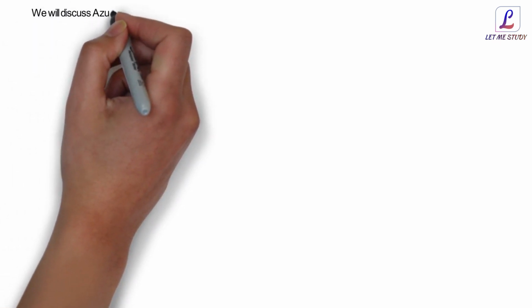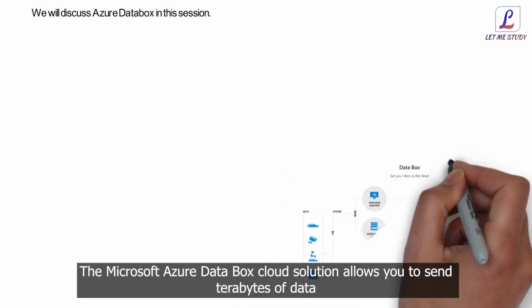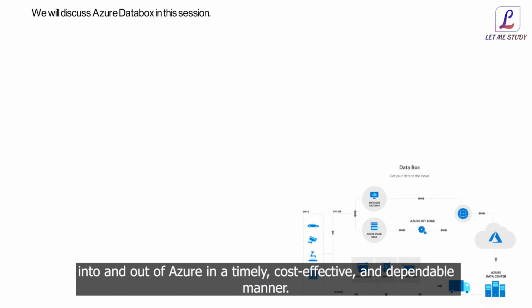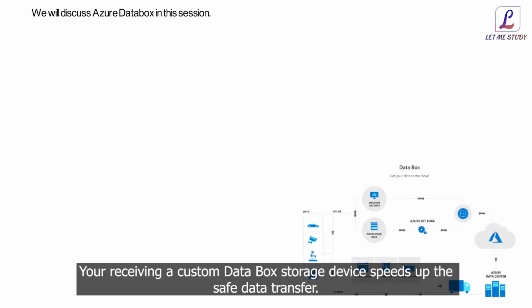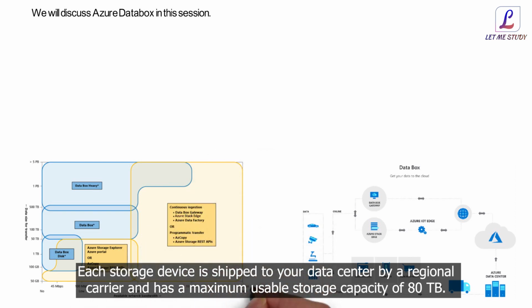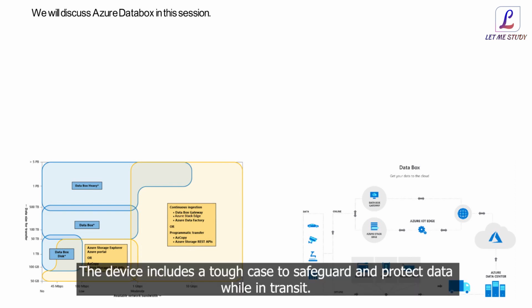We'll discuss Azure Data Box in this session. The Microsoft Azure Data Box cloud solution allows you to send terabytes of data into and out of Azure in a timely, cost-effective, and dependable manner. Receiving a custom Data Box storage device speeds up the safe data transfer. Each storage device is shipped to your data center by a regional carrier and has a maximum usable storage capacity of 80 TB. The device includes a tough case to safeguard and protect data while in transit.